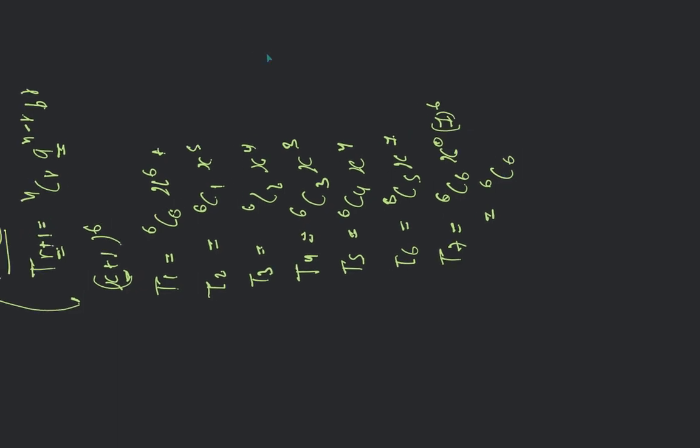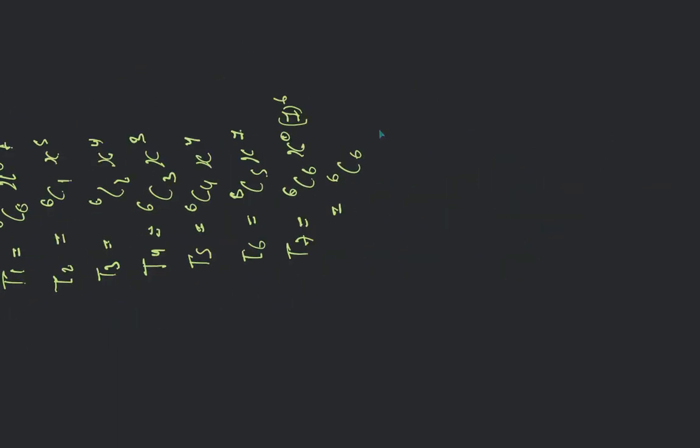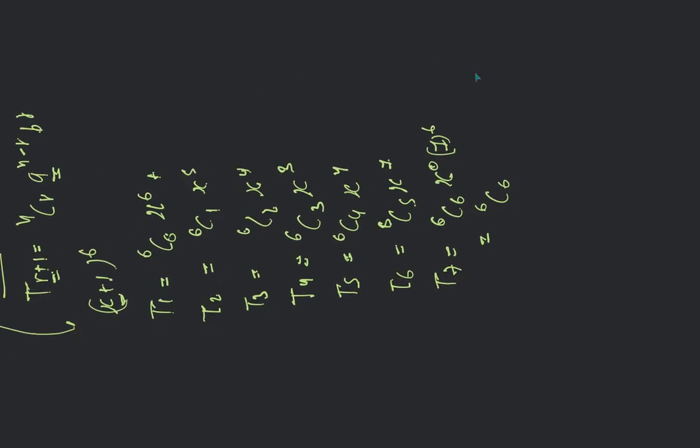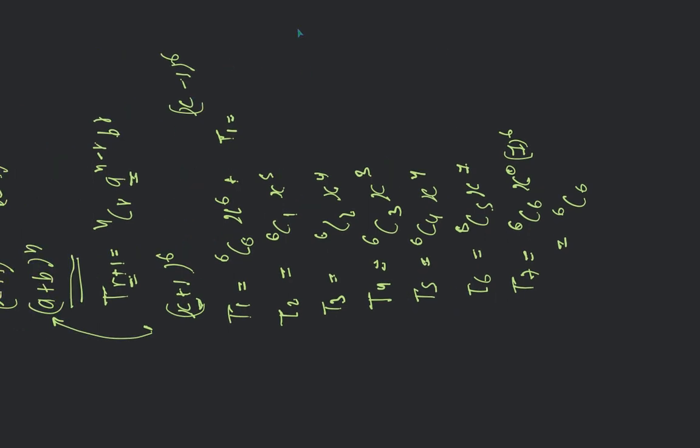Now talking about the next part, there are two binomial expansions. If we talk about the second part, let's write it here on the left hand side. The next term is (x minus 1) whole to the power 6. Again, how can we get the first term here? We get t1 from the general formula. Here a is equal to what?